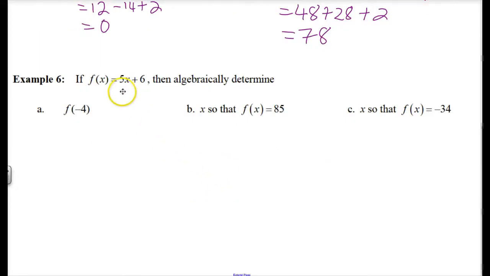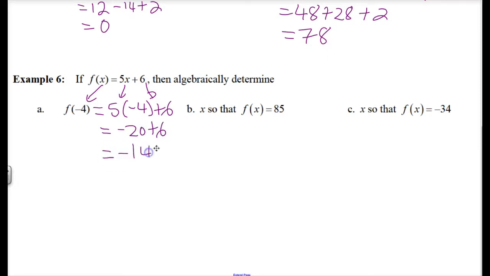If f of x equals 5x plus 6, then algebraically determine f of negative 4, right? So that's 5 times negative 4. You have a formula, right? All we're doing is basically substituting. Plus 6 is negative 20 plus 6 is negative 14. So in this case I'm going to rewrite the whole formula, and then I'm going to substitute. Where I see f of x, I substitute 85.